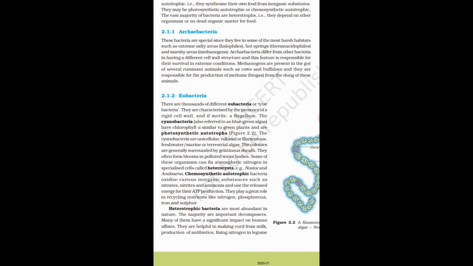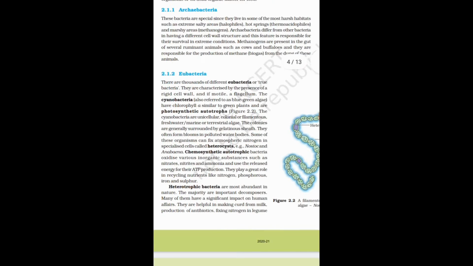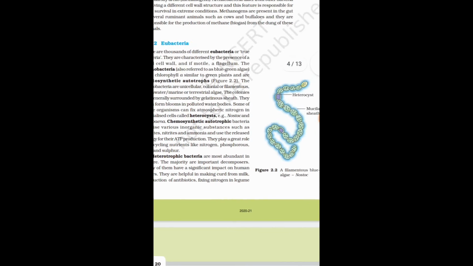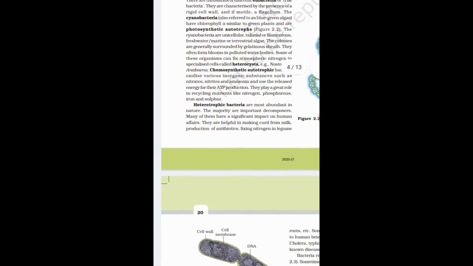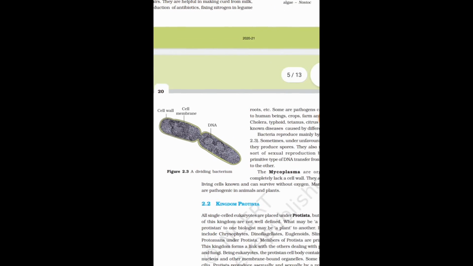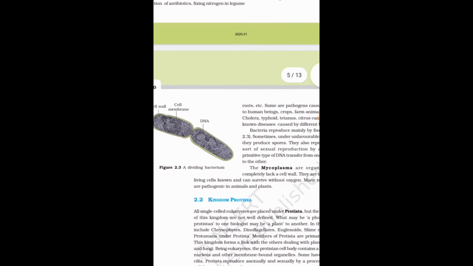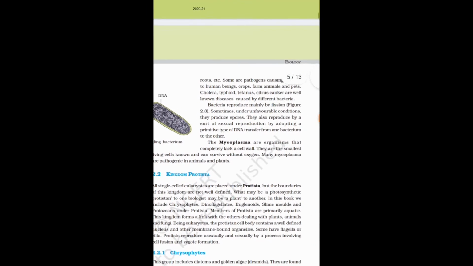Heterotrophic bacteria are most abundant in nature. The majority are important decomposers. Many of them have a significant impact on human affairs. They are helpful in making curd from milk, production of antibiotics, and fixing nitrogen in legume roots. Figure 2.2, a filamentous blue-green alga, that is Nostoc.